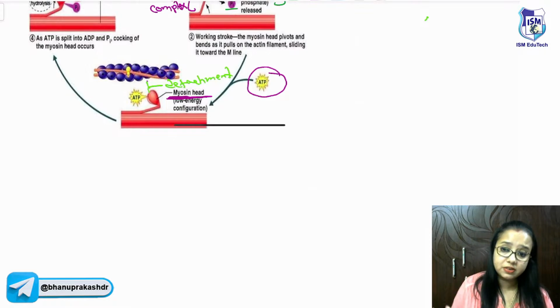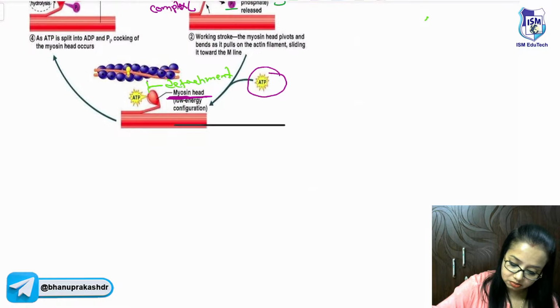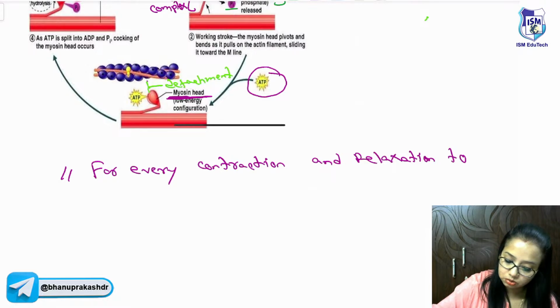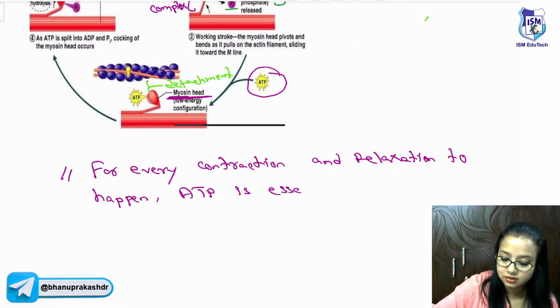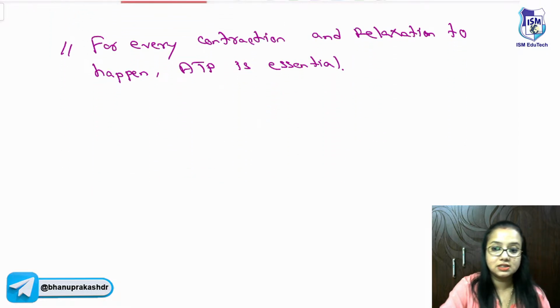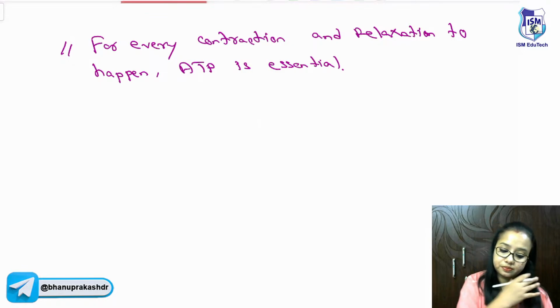So for every contraction and relaxation to happen, ATP is essential. It is a must. Without ATP, contraction and relaxation cannot happen. Especially the relaxation cannot happen.